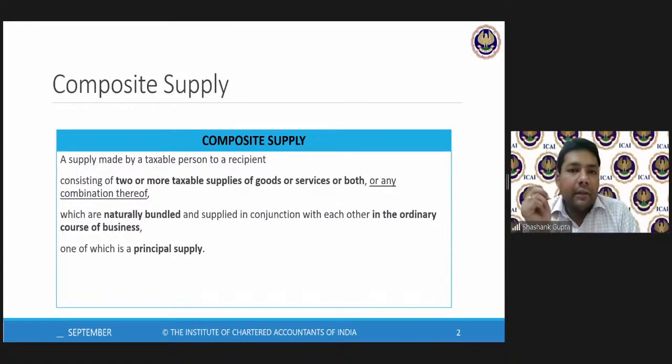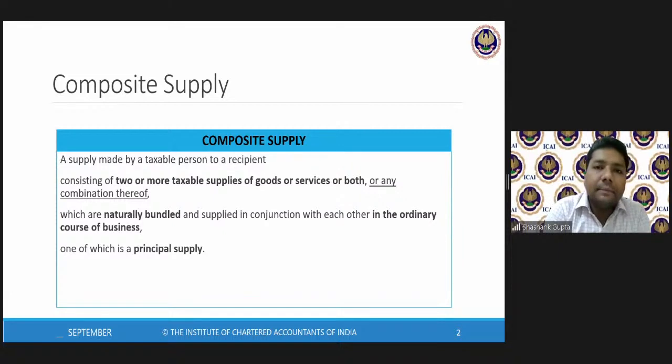Next, the definition says, which are naturally bundled. Now, what does this naturally bundled mean? Does this mean that nature comes out and bundles? Nature says, okay, today I will bundle a Rolls-Royce car and a water bottle. Now, both of these will be sold together. Mother Nature comes down? No. Naturally bundled here is a reference to man-made bundling only, but naturally meaning that it happens ordinarily.